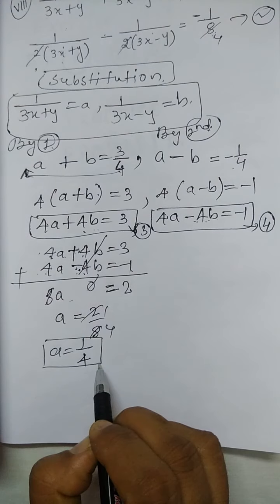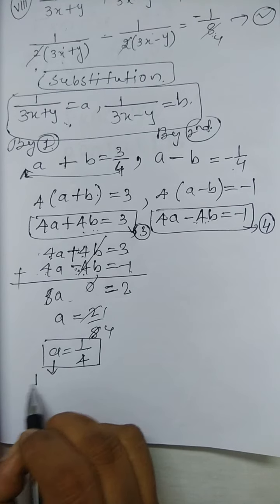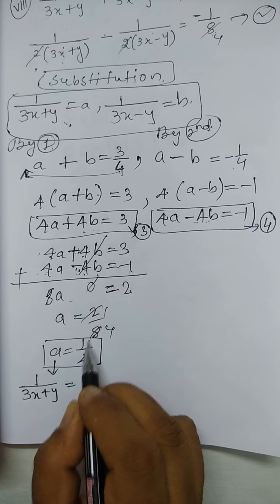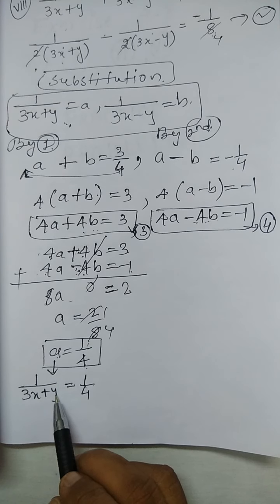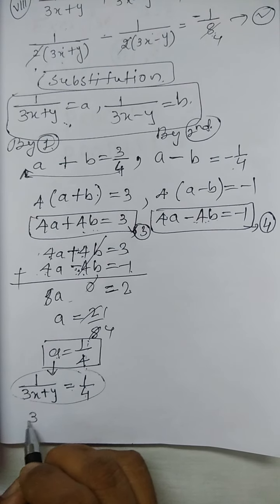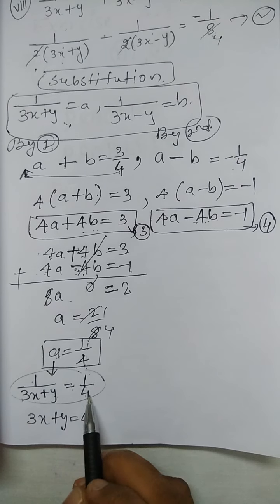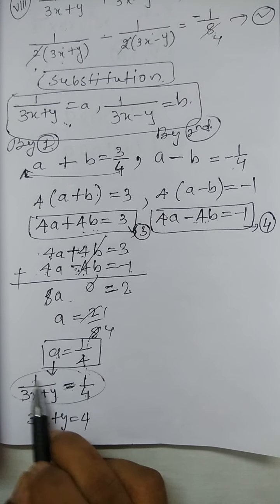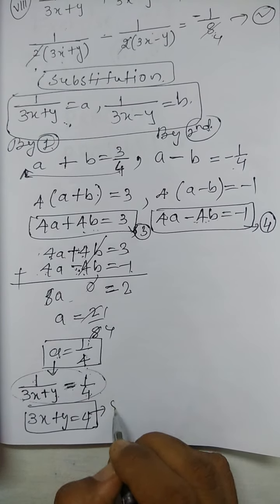Now what is the value of a by substitution? See, a is 1 upon 3x plus y, equal to 1 by 4. Here I have substituted the a value. A value is 1 upon 3x plus y and this 1 by 4. So by this we can observe that 3x plus y equals 4. Here 1, 1. So 3x plus y equals 4 because they are equal fractions. Numerators are the same, so denominators will also be the same. This is, suppose, the fifth equation.